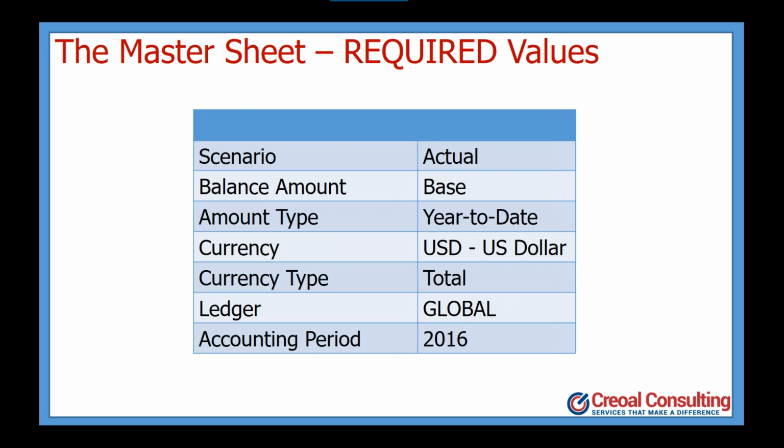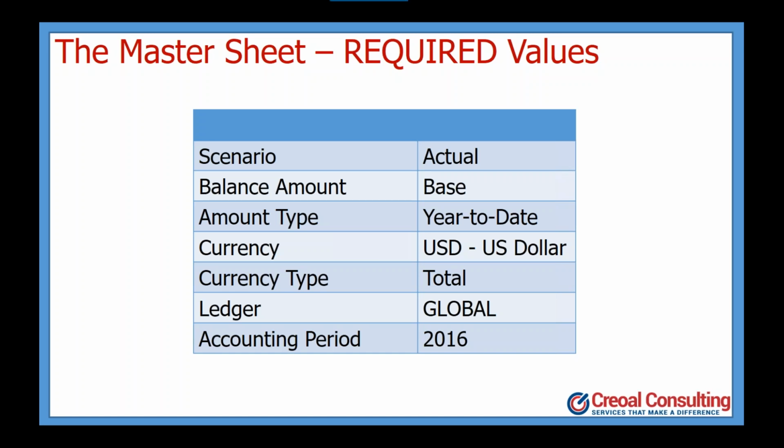Once that's done, you have to fill in the required values. Scenario is required. You will not get any data if that's not filled in. Examples of scenario could be actual, allocation, total for allocations, budget, or forecast. For balance amount, one example you can use is base. Three other examples you can use are period to date, year to date, or quarter to date.